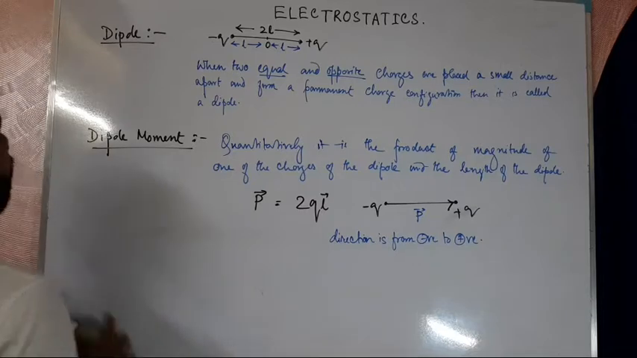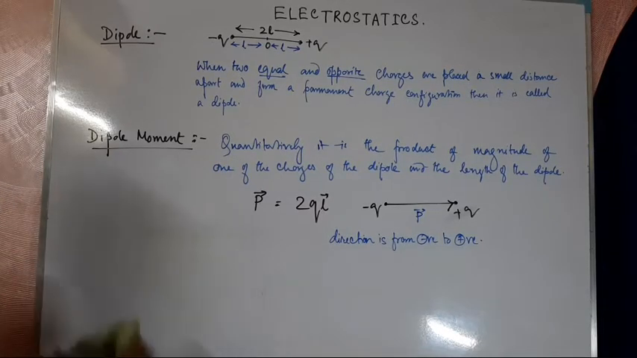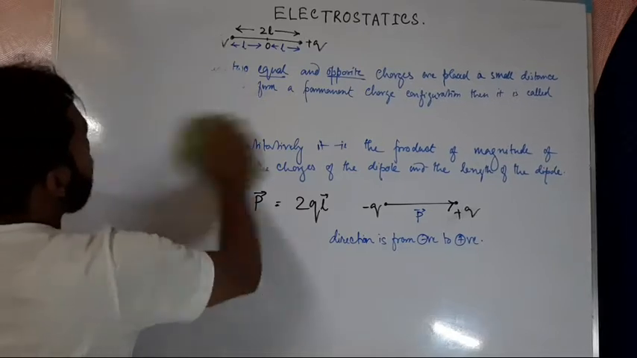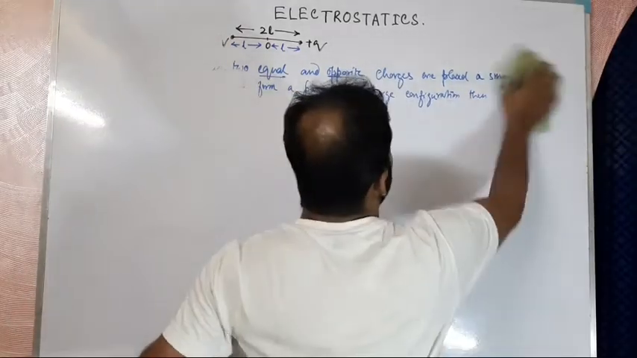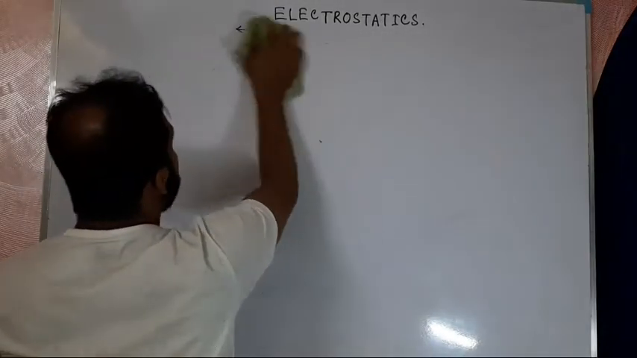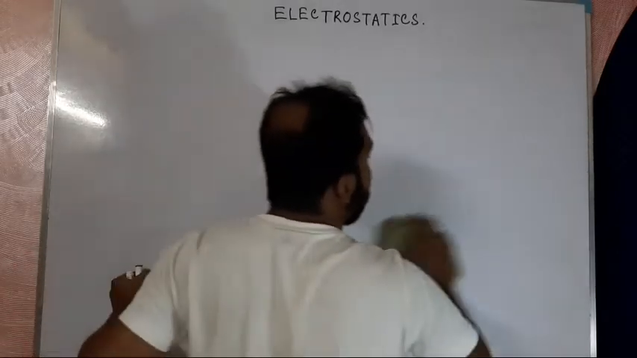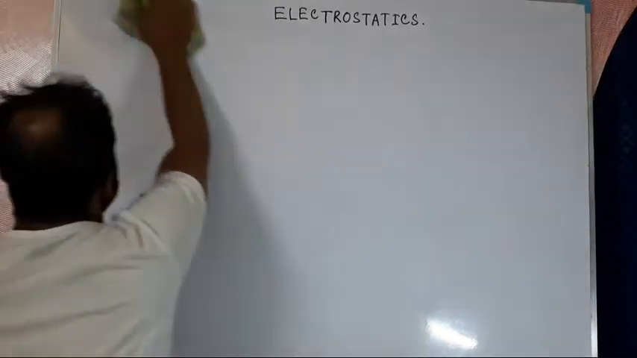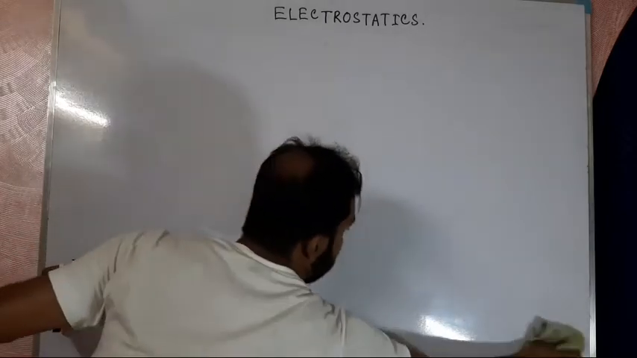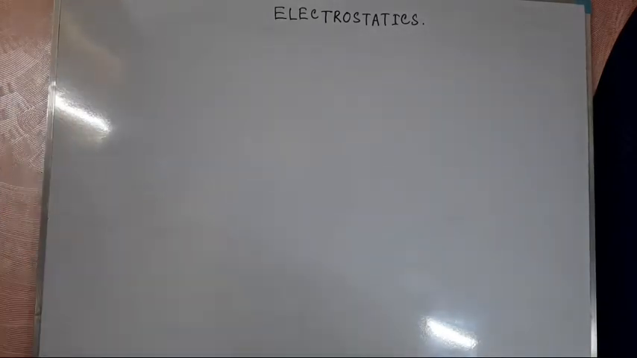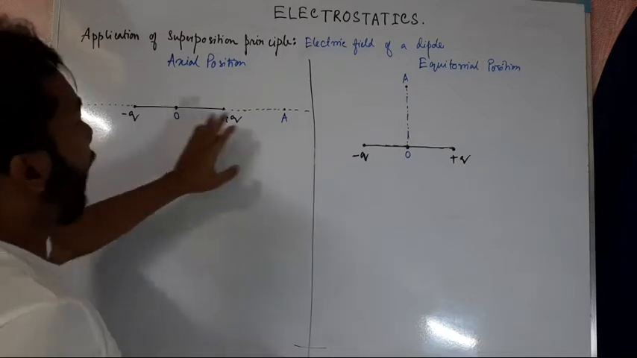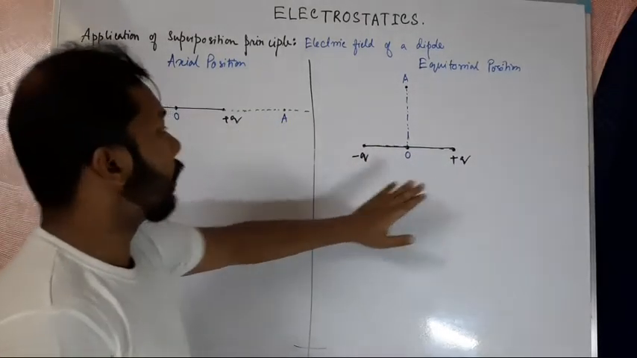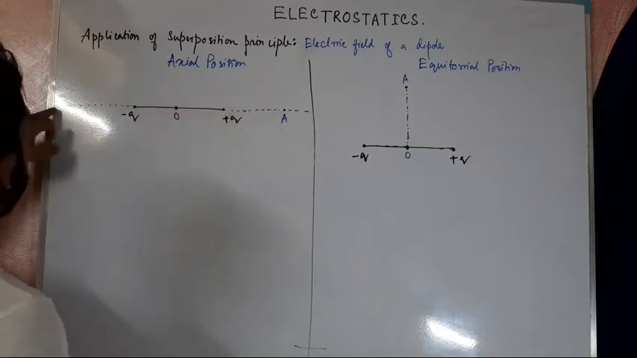Now let us find the electric field for the dipole, and we have to find it for two positions: first in the axial position and next in the equatorial position. This position is called the axial position. You can see this is the axis.